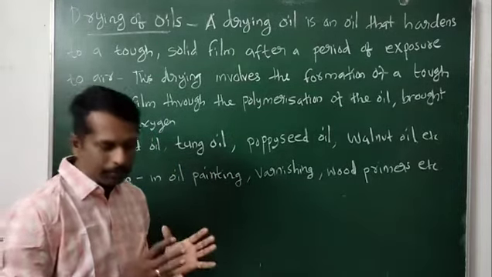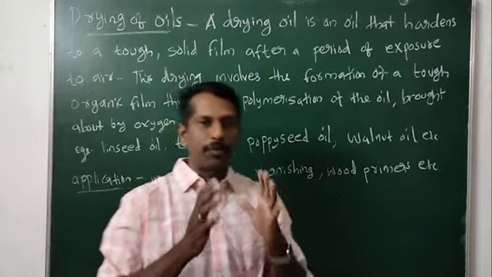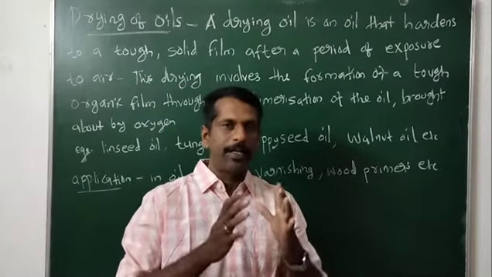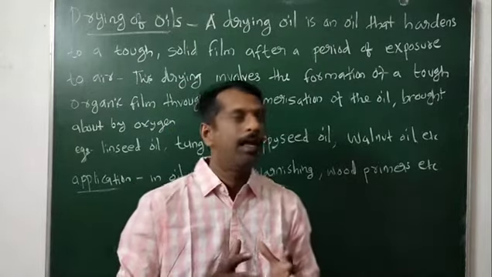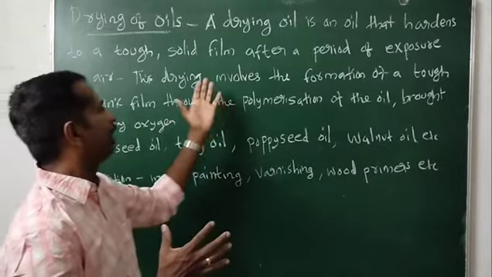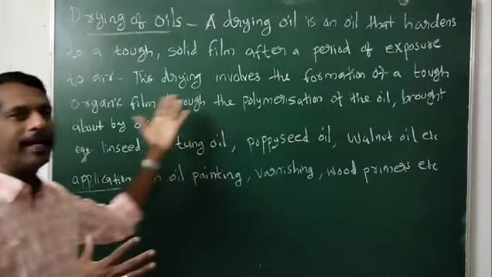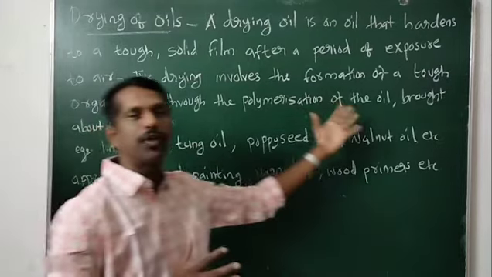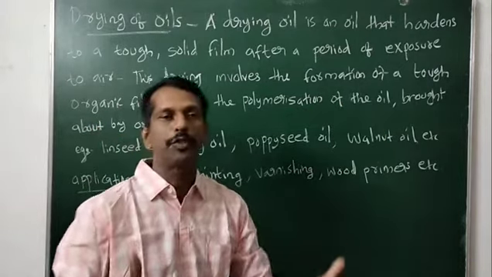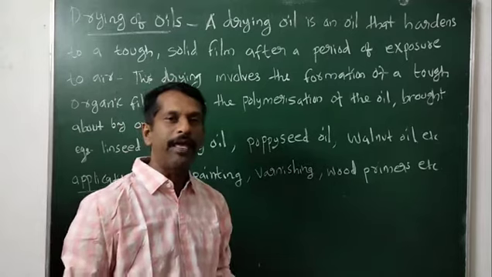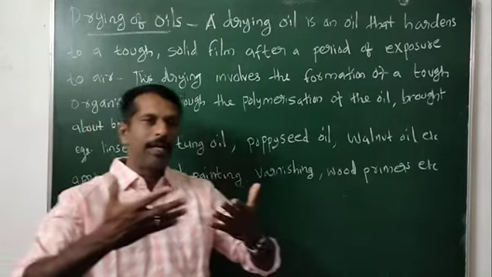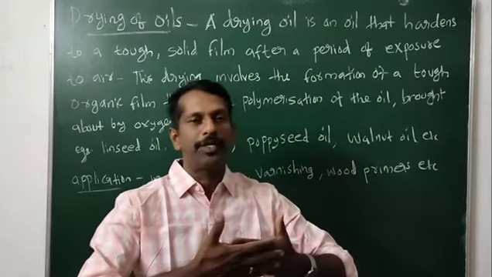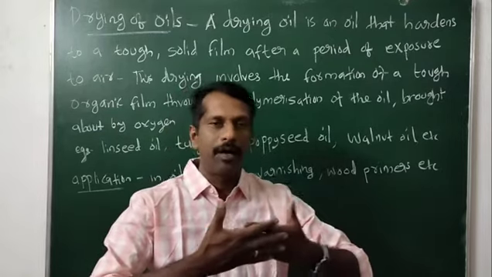This is the process, the theory of drying of oil. In drying of oil, what will happen? It involves the formation of a tough organic film through the polymerization of the oil when it is exposed to air. In the presence of air, what will happen? This oil will undergo polymerization and will form a tough film.